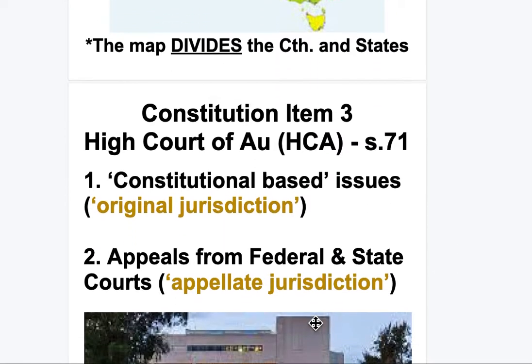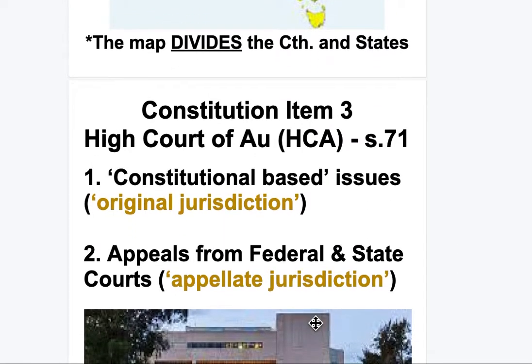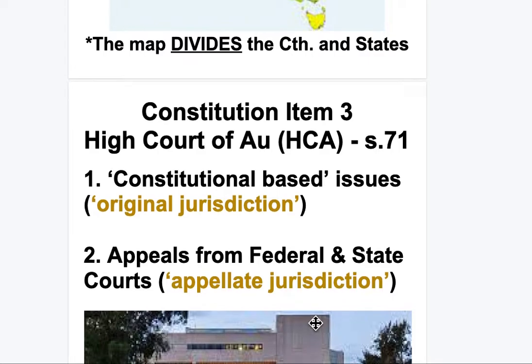Okay. The third thing the Constitution does is it creates a High Court. So pre-1901, no High Court of Australia. There was no Australia, no Australian nation, right? So we have this new nation, we need a new High Court. So section 71 says, okay, we're going to create a new thing called the High Court. And within that part of the Constitution, it says the High Court can have 2 types of jurisdiction. Jurisdiction means its powers, okay?